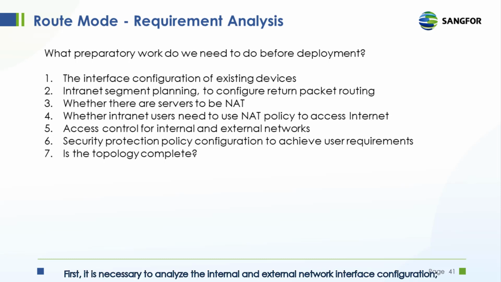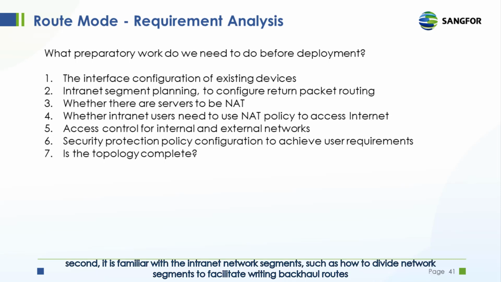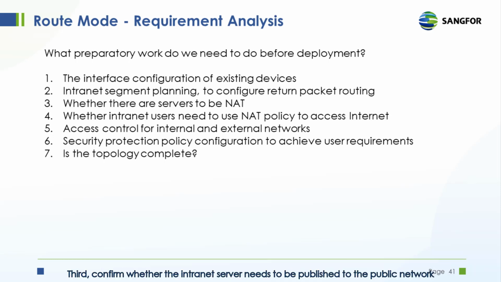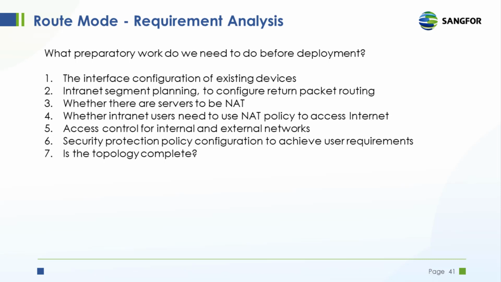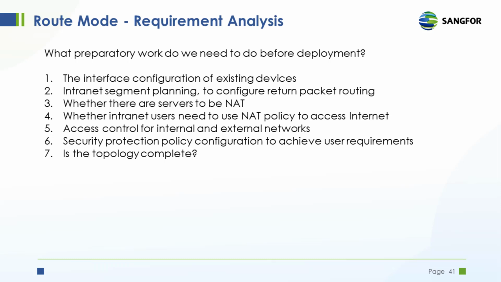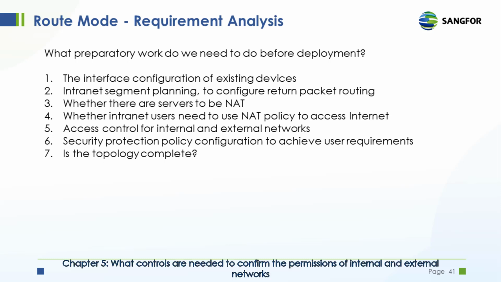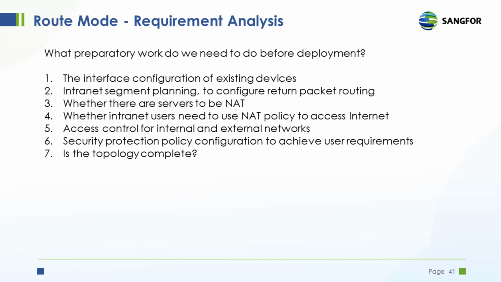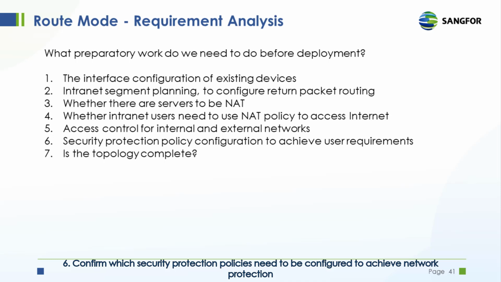First, it is necessary to analyze the internal and external network interface configuration. Second, be familiar with the intranet network segments, such as how to divide network segments to facilitate writing backhaul routes. Third, confirm whether the intranet server needs to be published to the public network. Fourth, confirm whether the intranet users need to access the internet through address conversion. Fifth, confirm what controls are needed for the permissions of internal and external networks. Sixth, confirm which security protection policies need to be configured to achieve network protection.